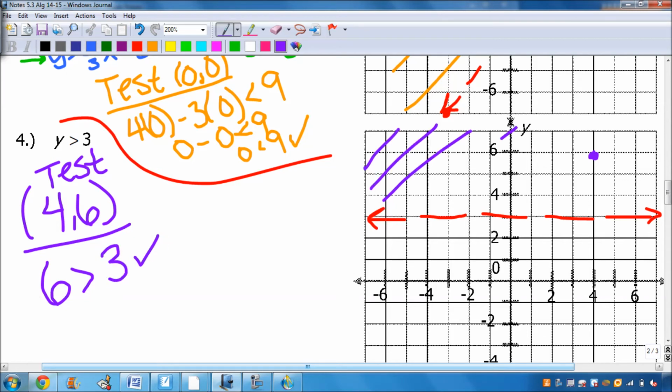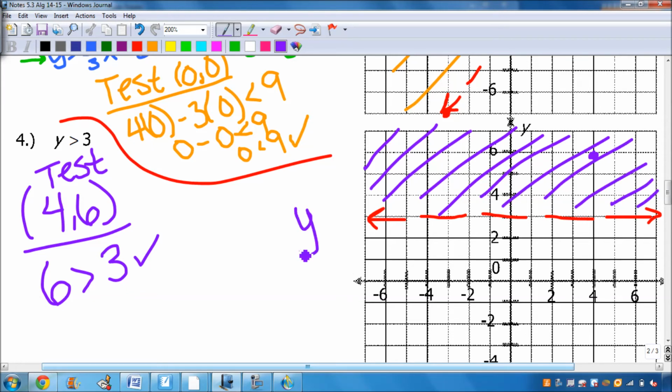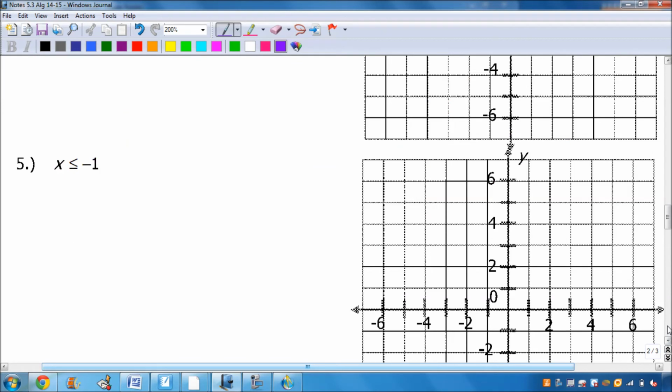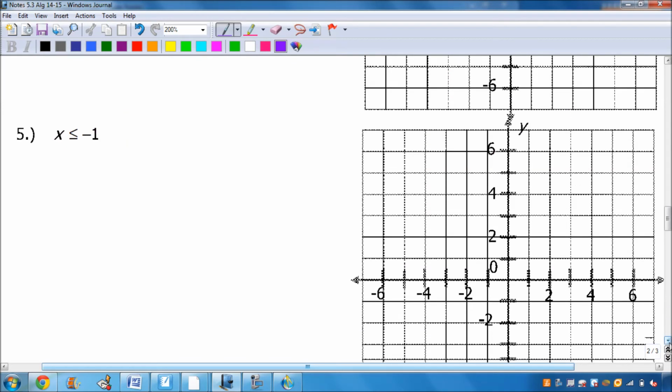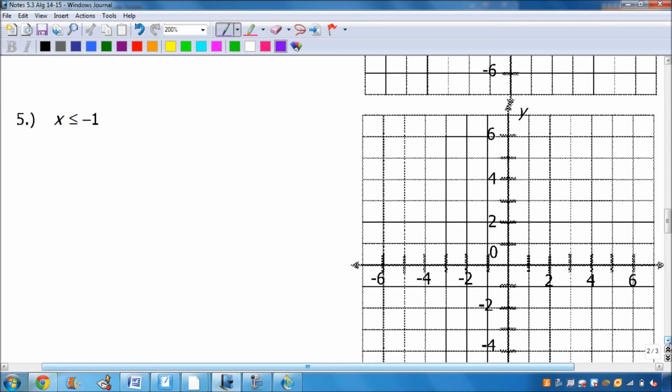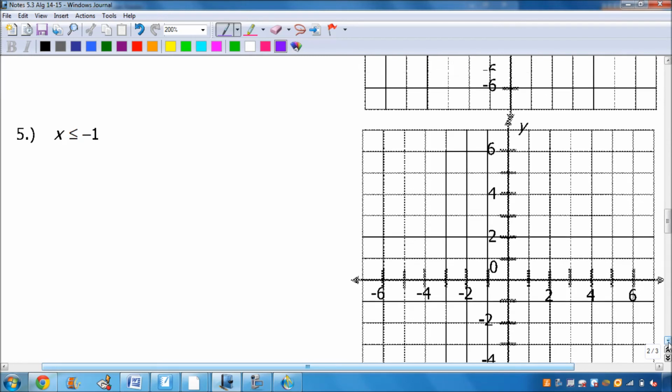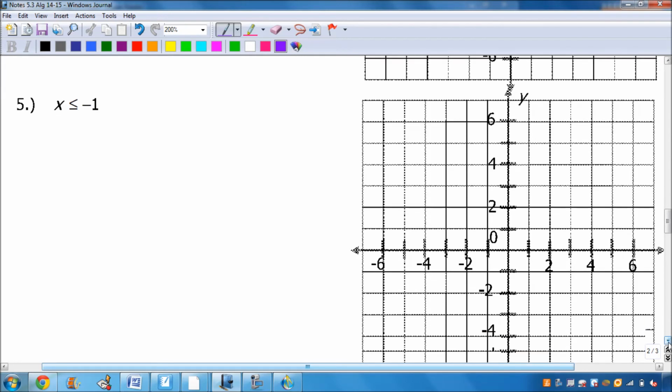So I'm going to shade in everything above this line right here because it works. And it should make sense to you that all the y coordinates in this whole area right here are all bigger than 3. Okay? So now let's go ahead and take a look at number 5. X is less than or equal to -1. Now, there's no y to isolate in this one. This is our one special case that we have with all of our lines.